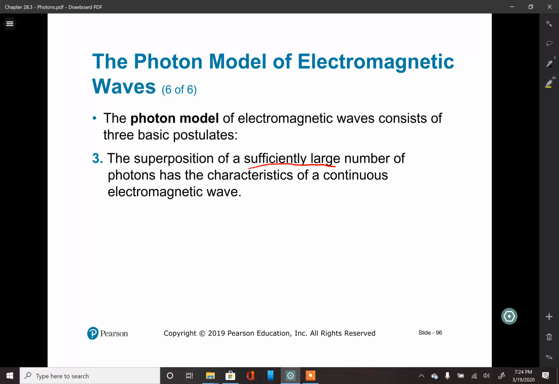If you have a lot of photons, it looks just like a wave. You couldn't tell the difference. And so this is why you don't notice in everyday life light mattering whether you think of it as a wave or a photon, because as we'll see in a practice problem, any number of photons in everyday life is in fact sufficiently large.